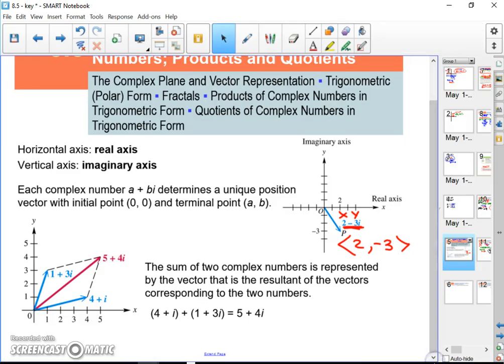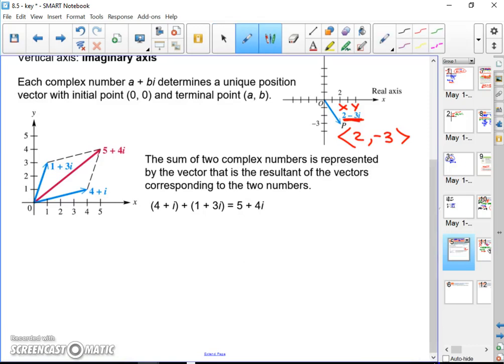So check out this diagram down here. They've got a resultant force drawn. But notice the two vectors. Let's call this vector A. This is vector A, 4 plus i. And let's call this vector B, 1 plus 3i. They're just adding these two vectors.